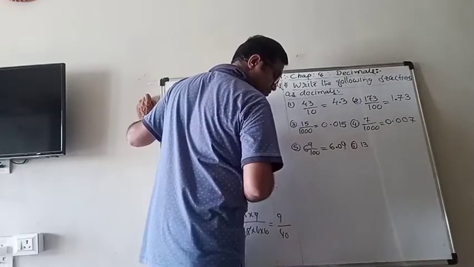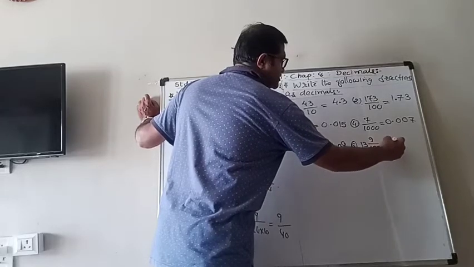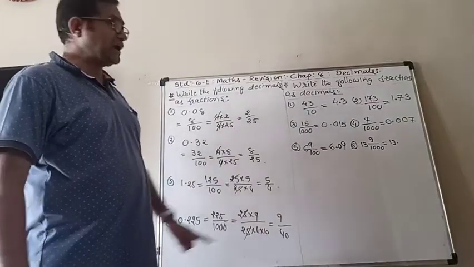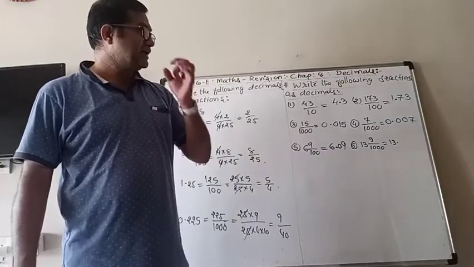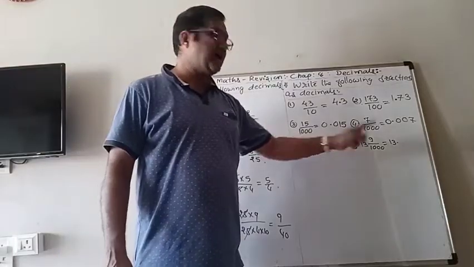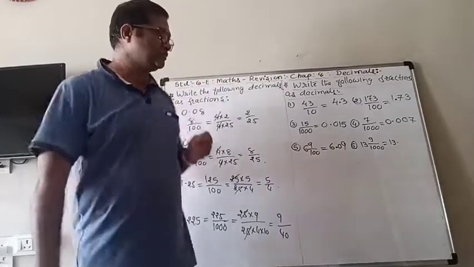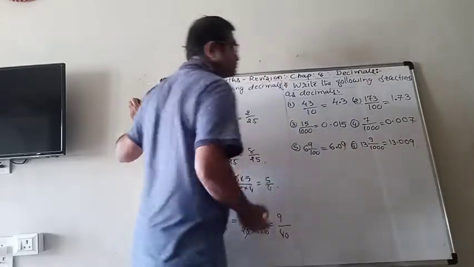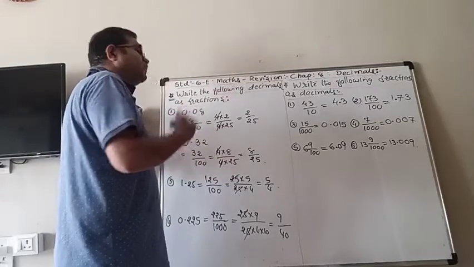13 integer 9 upon 1000. So here also there is 13 already, and then we have to put the decimal point. Now 1000 is there in the denominator. It means that we need 3 decimal places. So now we only have 9, means 1 digit. So to complete it, we need 2 more zeros. So we will put 0, 0 and then 9. Don't put the zeros at the back, but you have to put them before the number 9.